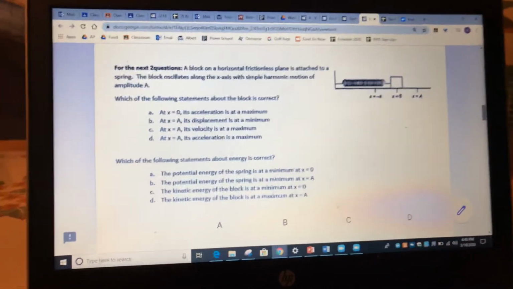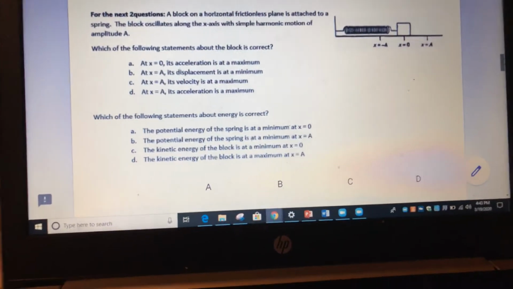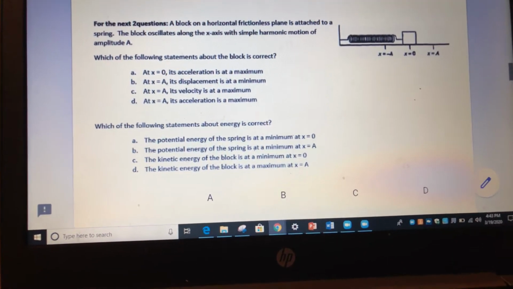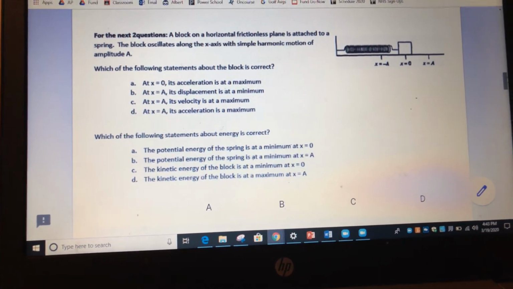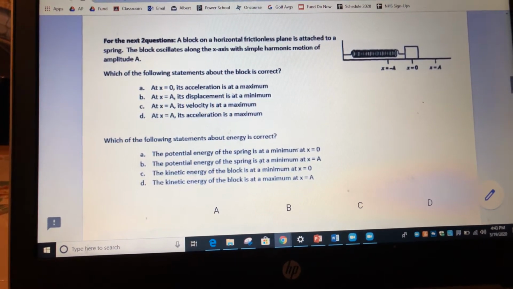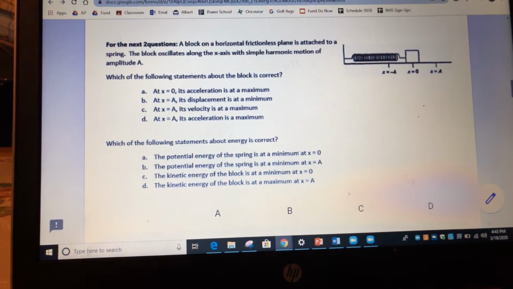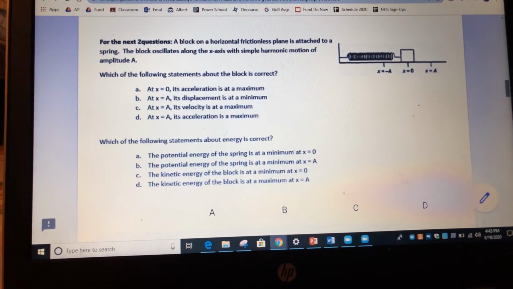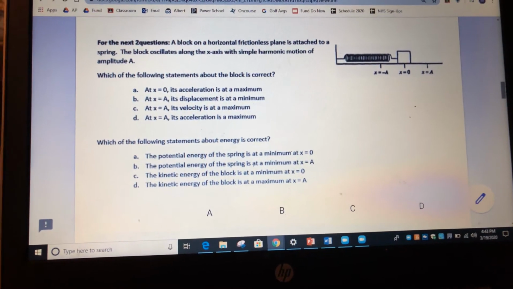All right. These next two questions go for this one. Sorry, I'm kind of wobbling, holding my phone, looking at it. A block on a horizontal frictionless plane is attached to a spring. The block oscillates along the x-axis with simple harmonic motion of amplitude A. Which of the following statements about the block is correct?